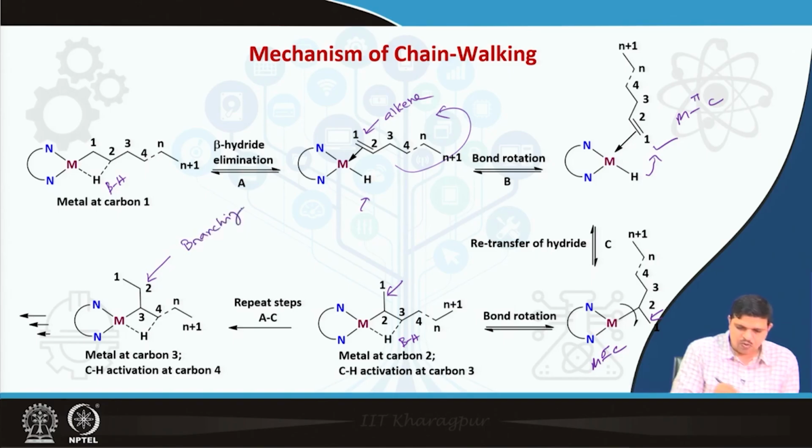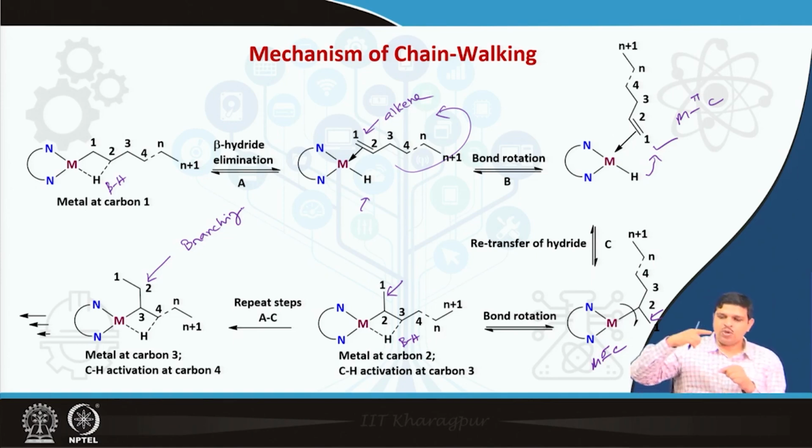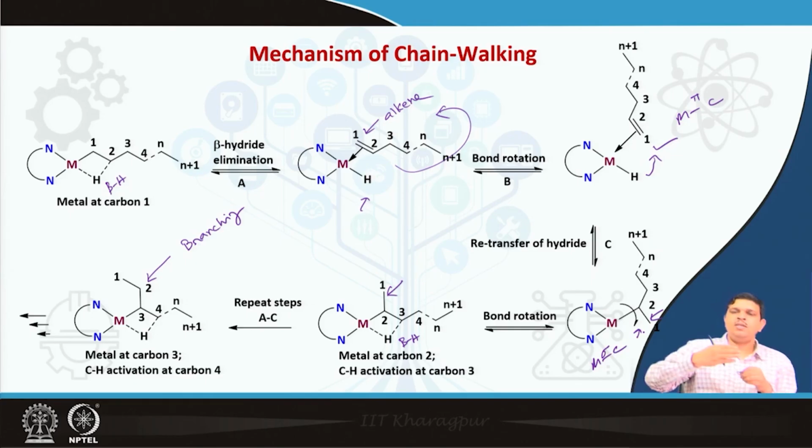So what are the steps mechanistically? This is the beta hydride elimination and the bond rotation. Then another beta H comes in close proximity to the metal center, and then again it forms the metal hydride, and then again the insertion, again the rotation. In that way you will get the chain walking, and you will get the hyper branching. Sometimes the branching is quite a considerable amount.